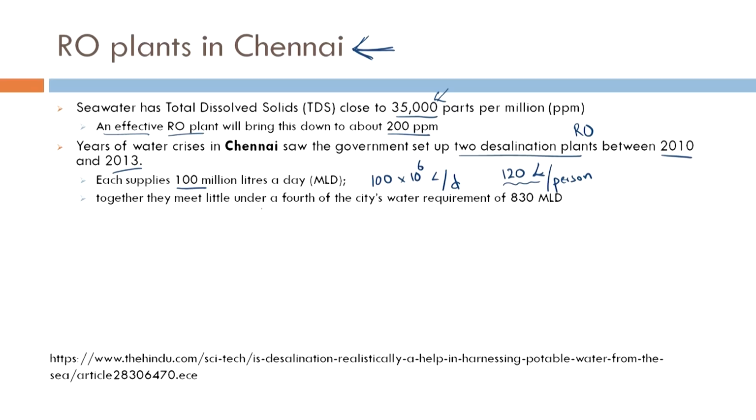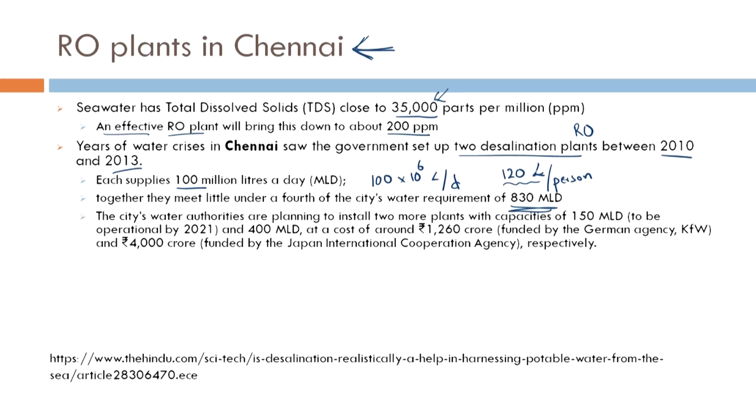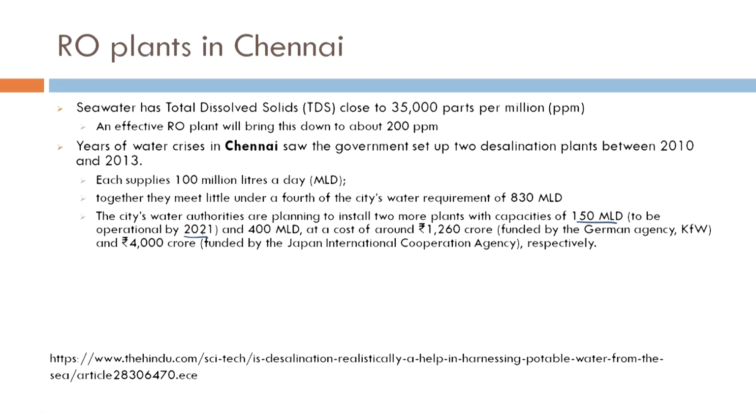Together they meet about 1/4 of the city's water requirement of 830 MLD, and the authorities are planning to install 2 more plants. One is 150 MLD, which will be operational by 2021, and the other at 400 MLD capacity. But please look at the cost. One is 1260 crores. Again, when we say government agency funded, it is not a donation, it is a loan. And 4,000 crores, funded or loaned by the Japan International Cooperation Agency, for 400 MLD.